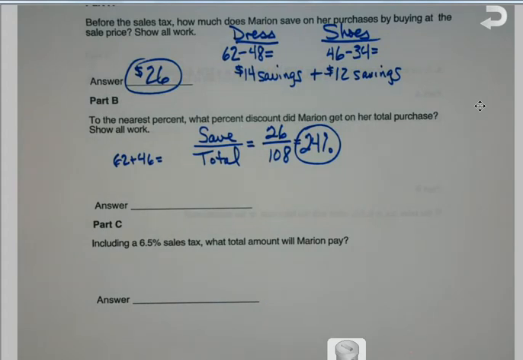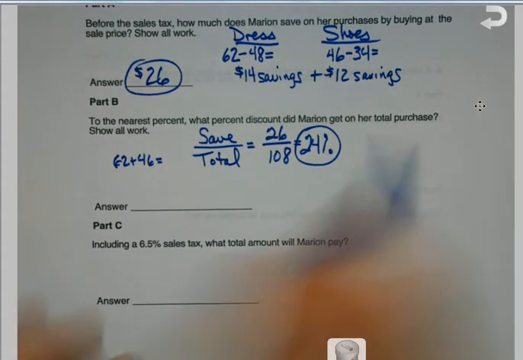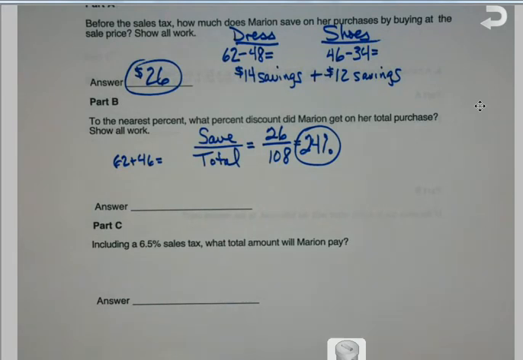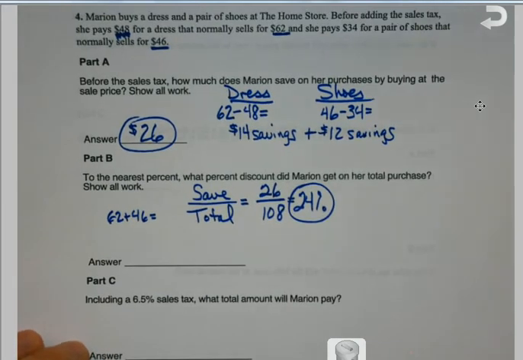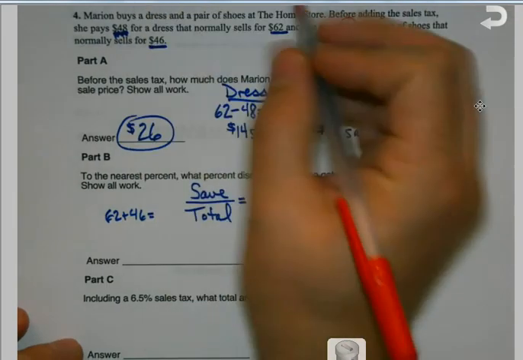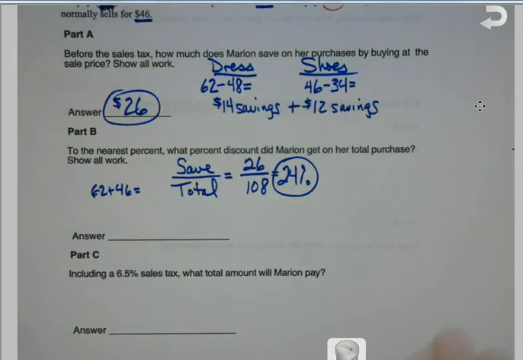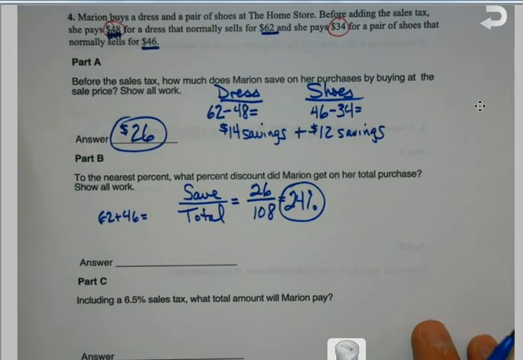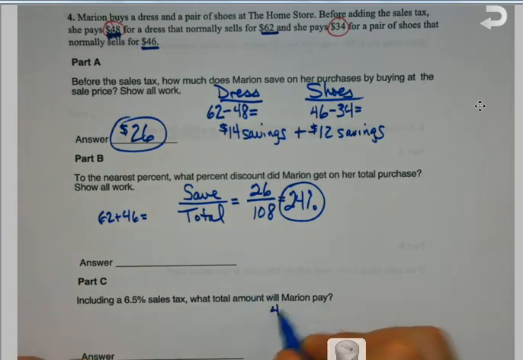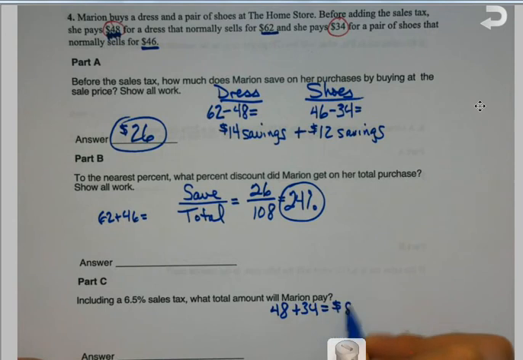So the last one here, including sales tax, what will she pay? Okay. So again, if we come back, she paid these two prices. That's the actual price she paid for each. So if Marion paid 48 and 34, which would be $82, that'd be the sale price for her items. But of course she has to pay tax.